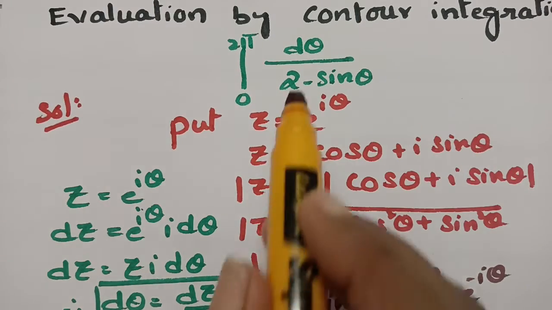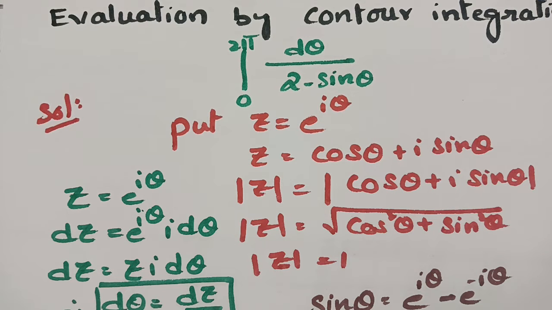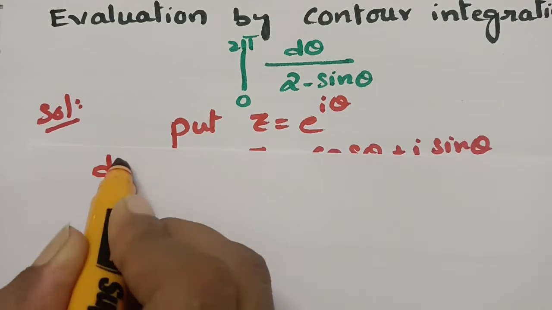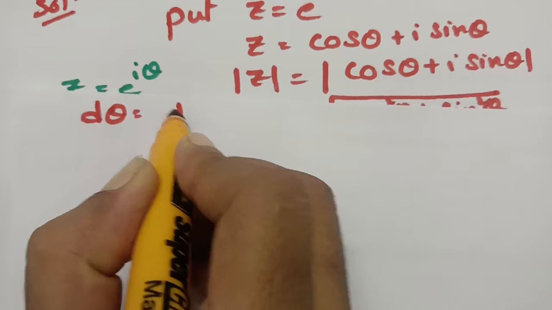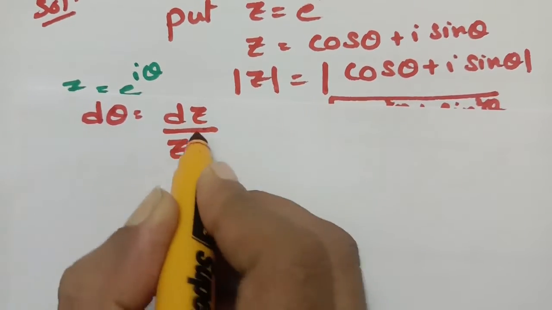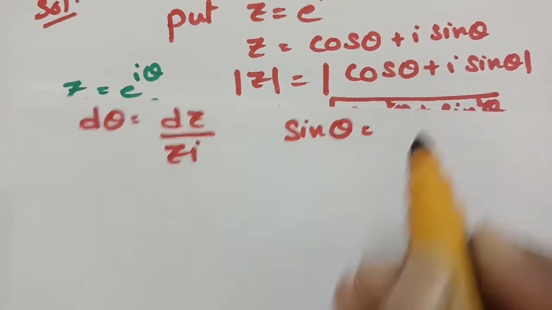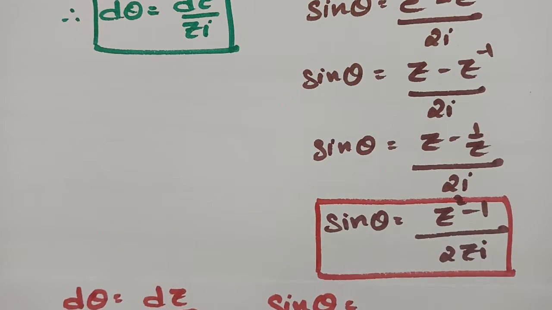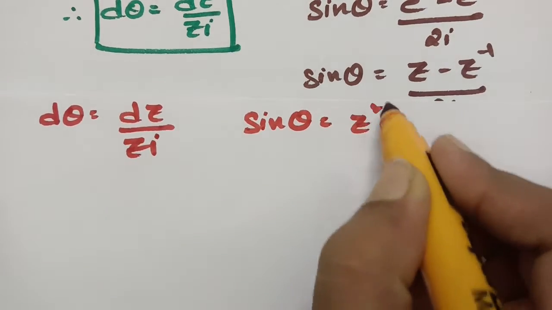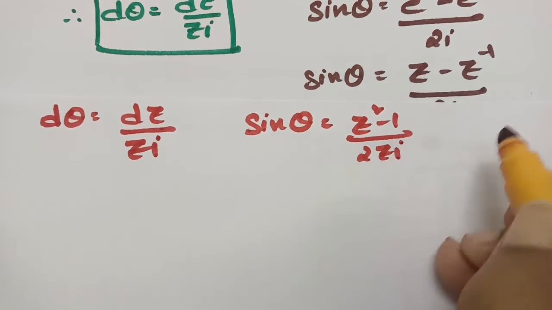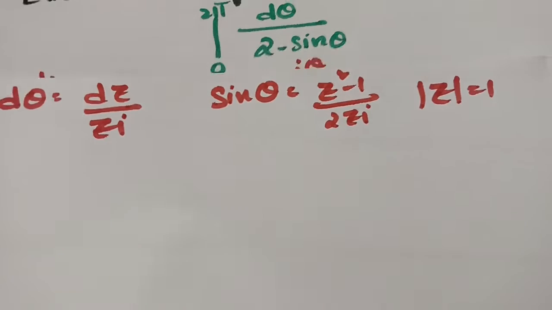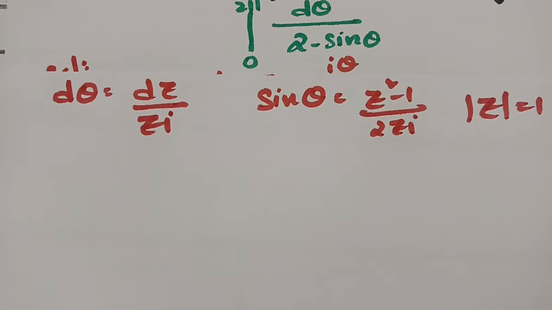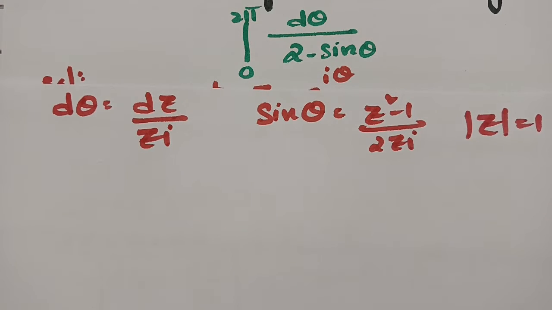And now we are going to calculate this. What is our d theta value? dz by zi. And the sine theta value is also ready as z square minus 1 by 2zi. And our contour is a unit circle, so center 0 and radius 1. Now what is our integral value? So this is our integral value.